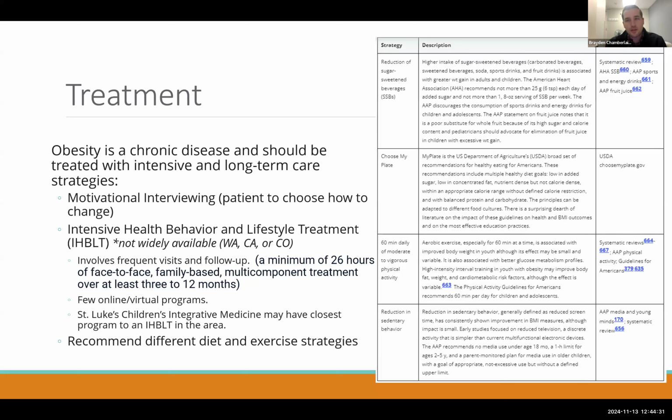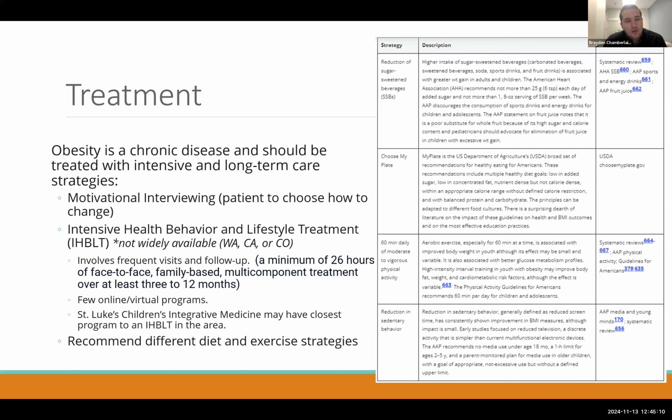Now, moving on to the treatment. And this is where the majority of our presentation is going to focus today. Obesity is a chronic disease and should be treated with intensive and long-term care strategies. The first treatments I'm going to go through are probably what you're familiar with for treating children with obesity. But I'm still going to go through them anyway, as maybe you weren't familiar with one or multiple of these different treatment modalities, and they might be able to help some of your patients.